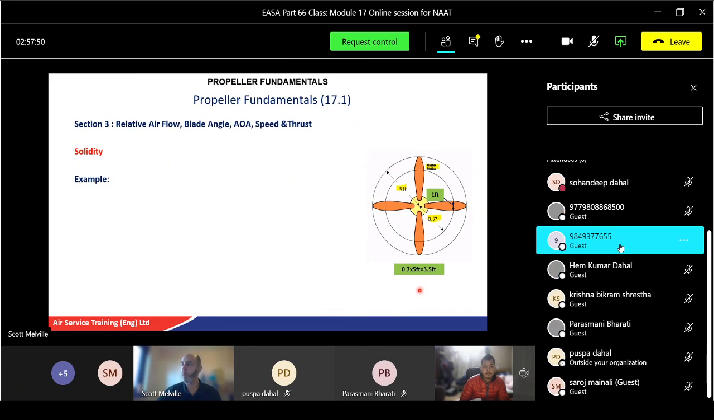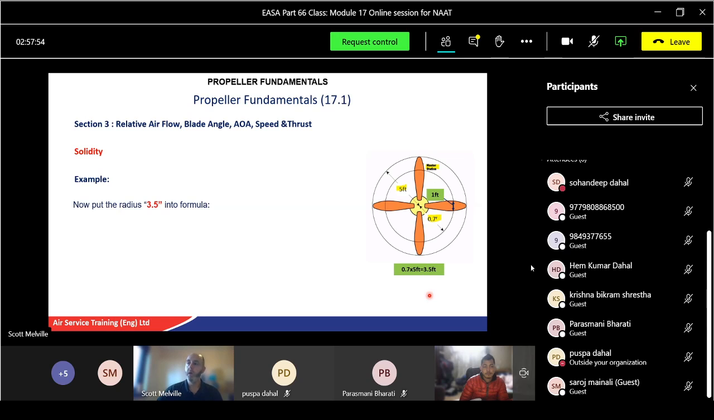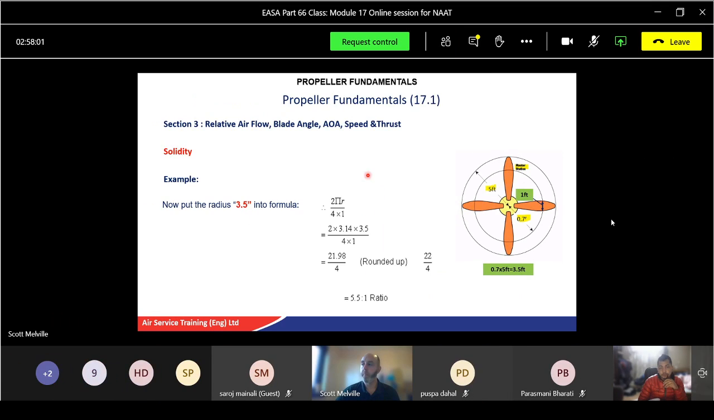Moving on. We've got our answer of 3.5 feet, or one part of the answer. We now put that 3.5 back into the formula. So 2 pi r, circumference of a circle, isn't it? Multiplied by 4, which is the number of blades. 1, 2, 3, 4.